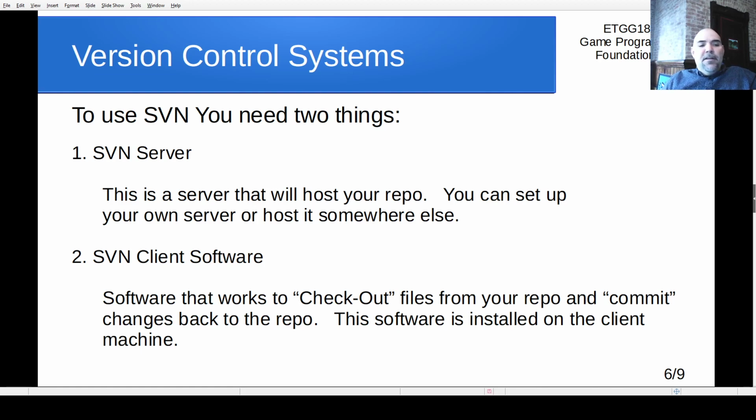The second thing we need is SVN client software. What SVN client software does is that it allows us, on our local machine, to run software that can check things out, can commit changes, can update things. Essentially to do that, we just need to install some software, connect it to the SVN server of interest, and then we're ready to go and use that.